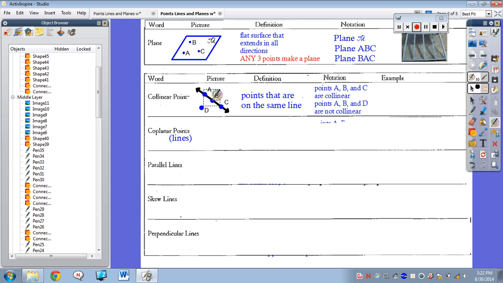However, these 3 points here would form a plane if you connected those 3 to form a triangle. Okay, so just keep that in mind for a second.